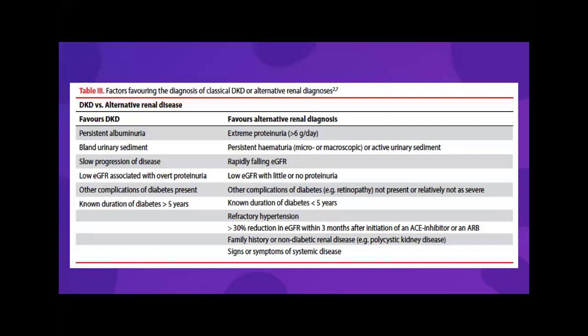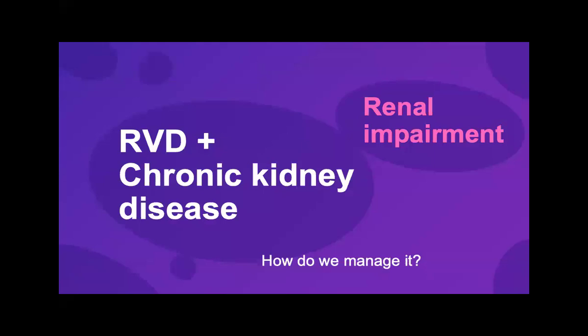And then some of the features on the other side would be more suggestive of another cause of the chronic kidney disease. So now, how do we manage HIV in the face of chronic kidney disease?